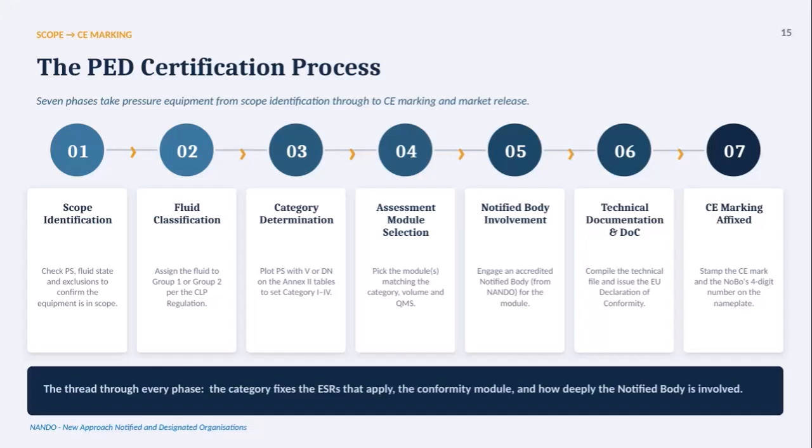This slide outlines the entire PED certification process, which takes pressure equipment from initial scope identification all the way through to CE marking and market release. There are 7 key phases in this process. First, we start with scope identification.